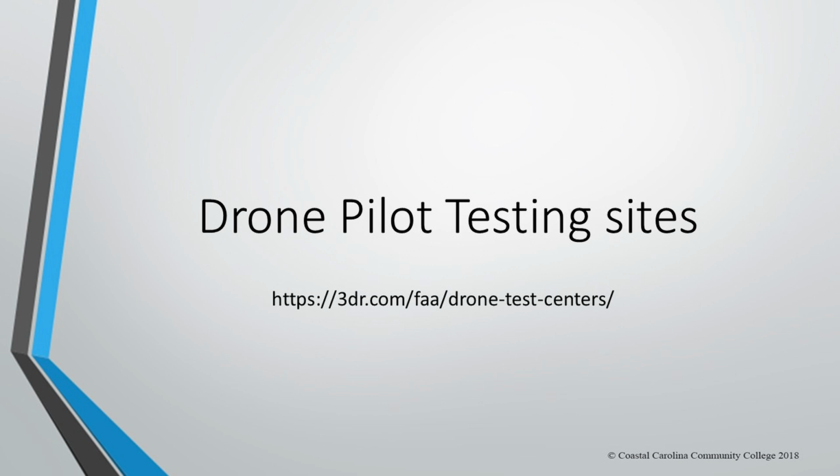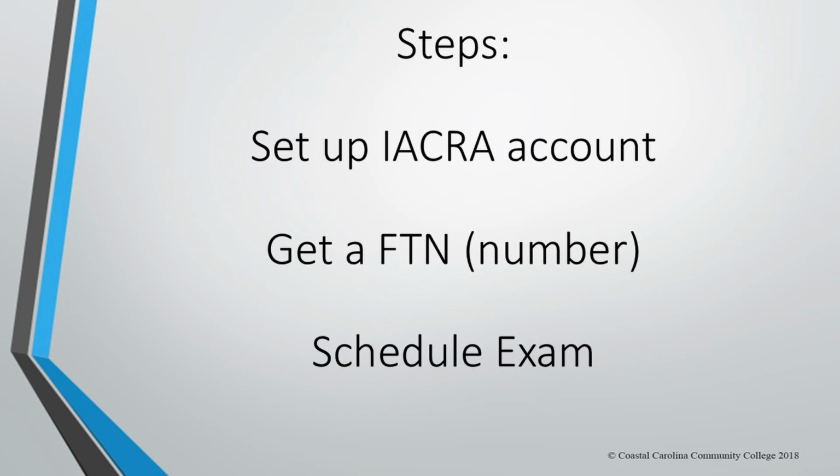So in this module, we're going to teach you the information you need to take the Part 107 Commercial Drone License test. And there's a useful link shown above. The first thing you've got to do is set up an IACRA account, so you get a pilot's number. You get your FTN number, and then with that, you can schedule an exam.